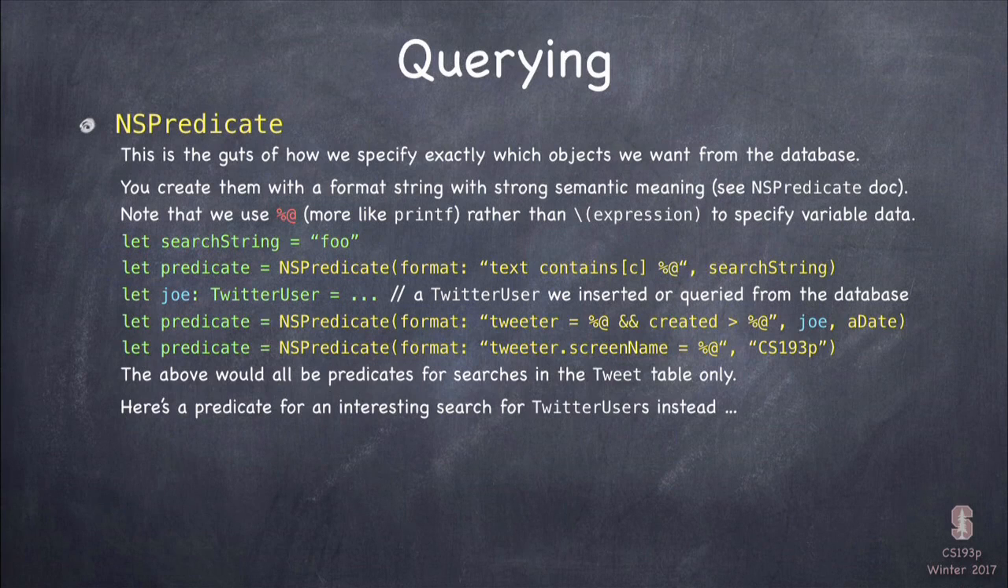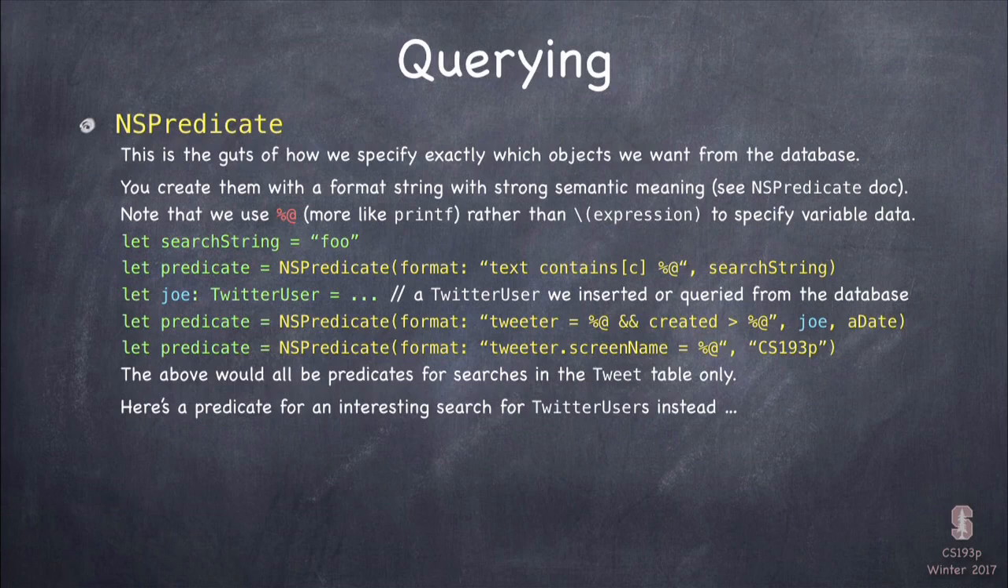How about this one? I want all the tweets whose tweeter equals %@. I'm going to put Joe in there as the substitution variable, and were created after some date that I create. See that? I'm using greater than to do that. And I'm doing ampersand for and. You can also use the word and there. So that's going to be all the tweets created by Joe since that date.